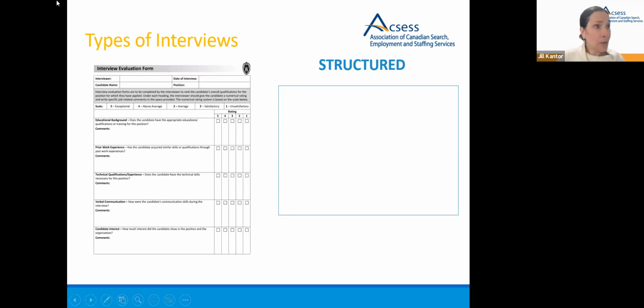In chat, and again, there's no right or wrong, just personal preferences, but do you typically take a structured approach by using an actual form, or do you take an unstructured approach where it's a little more free-flowing conversation? Is yours more structured or unstructured? I'm just curious. Okay, I see structured, more unstructured, both. Okay, structured.